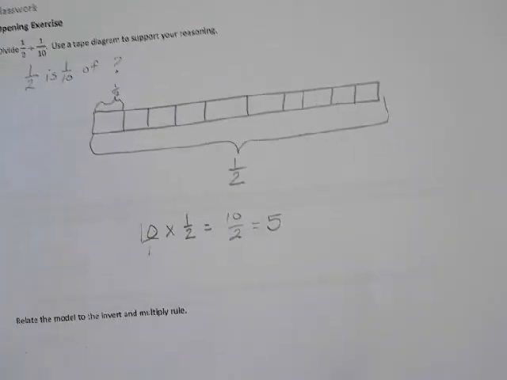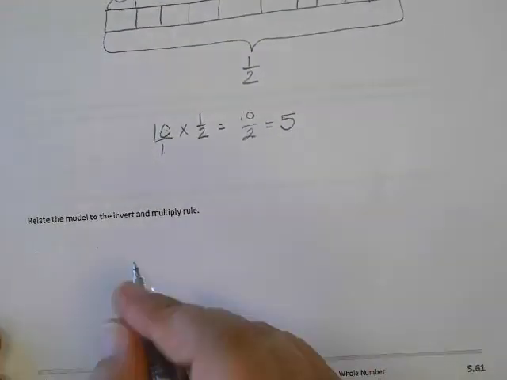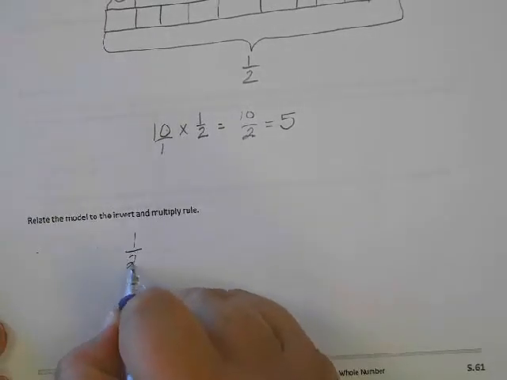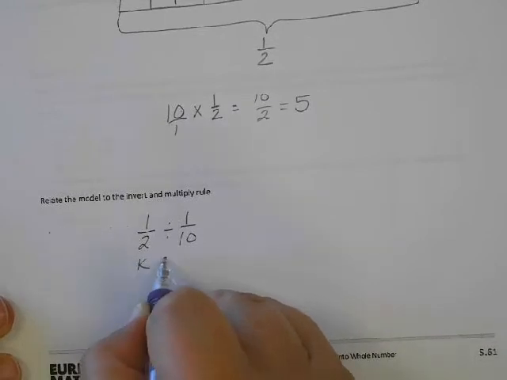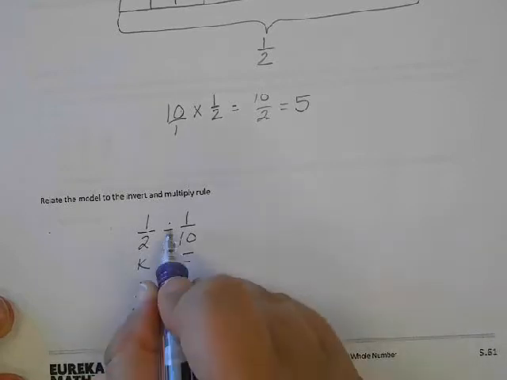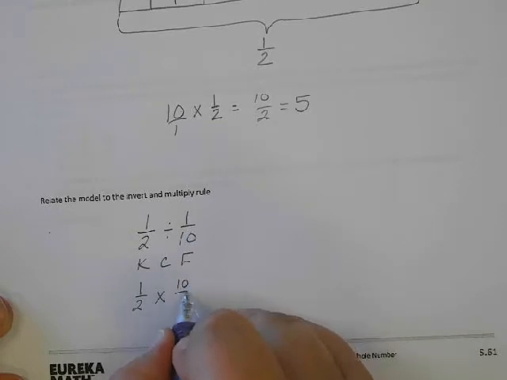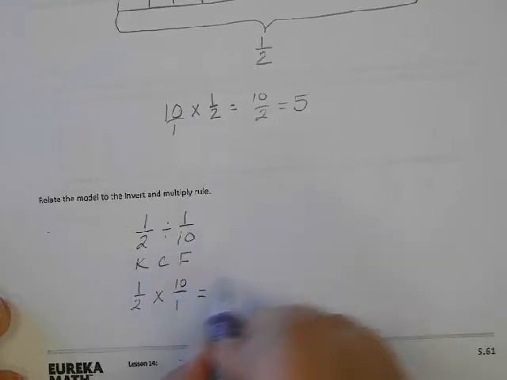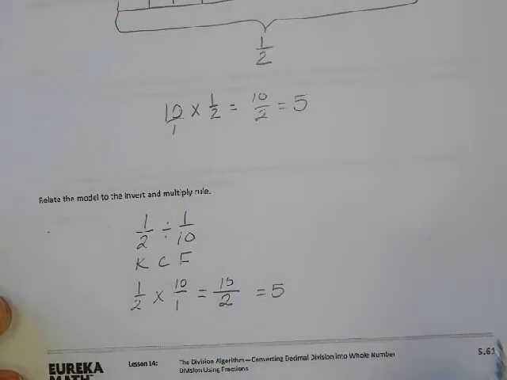If I wanted to model this using my invert and multiply rule, I would do 1/2 divided by 1/10. Remember, I keep, change, and flip to my reciprocal. So I keep my 1/2. I change my operation to multiplication, and I flip to my reciprocal, which is 10 over 1. I multiply straight across. 1 times 10 is 10. 2 times 1 is 2, and 10 divided by 2 is 5. So again, I get the same answer.